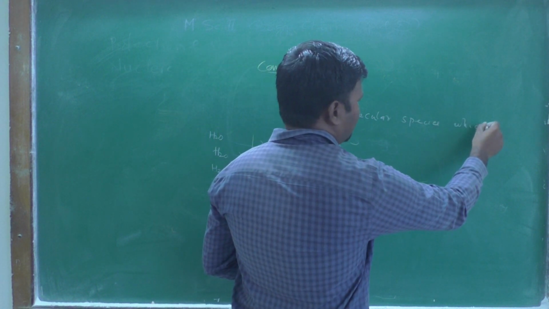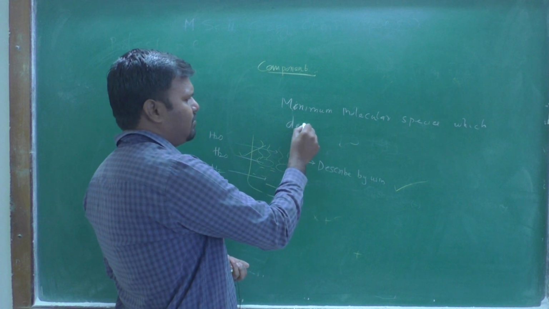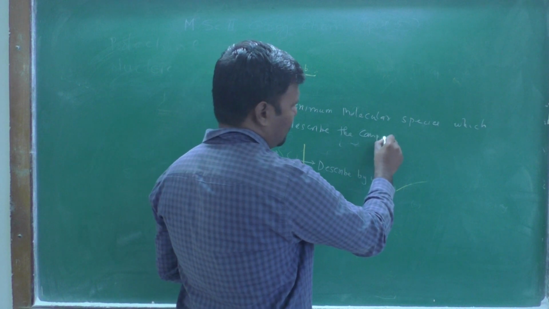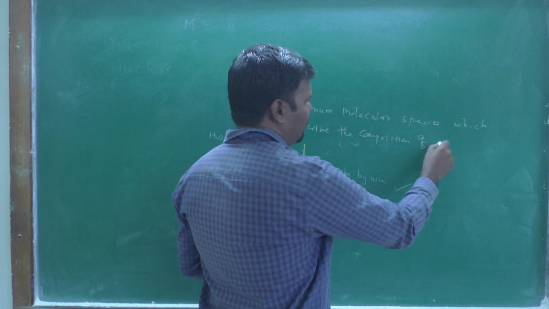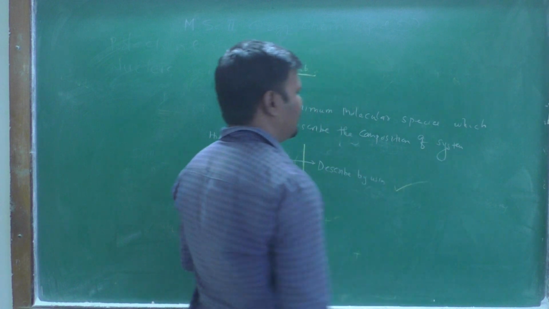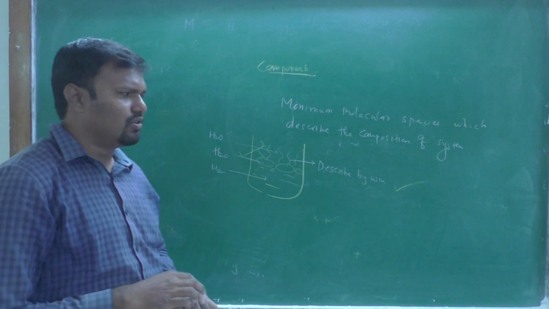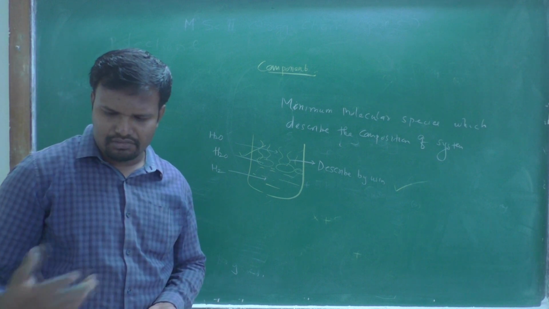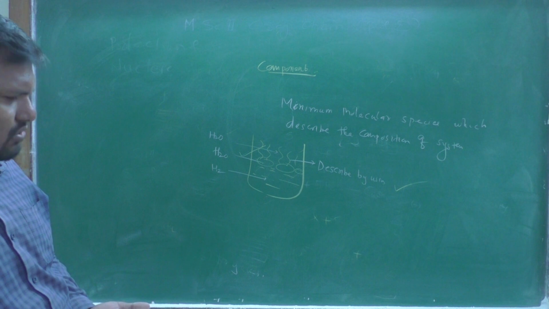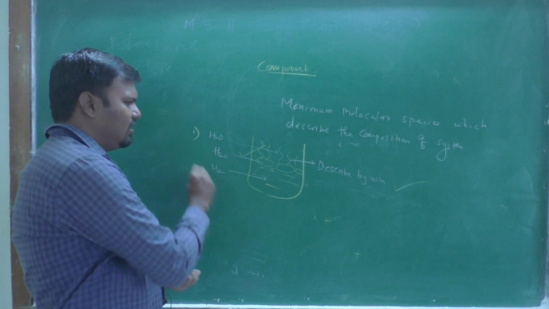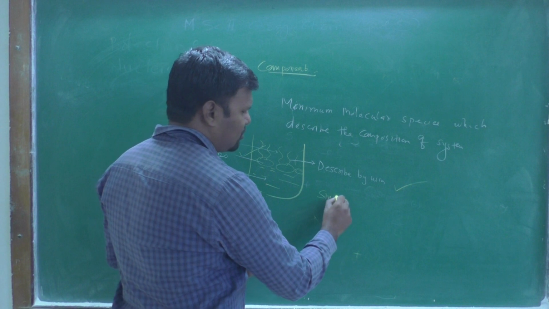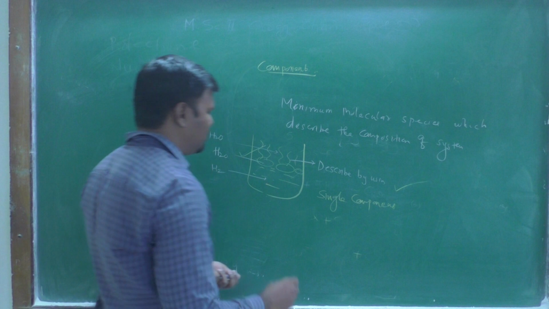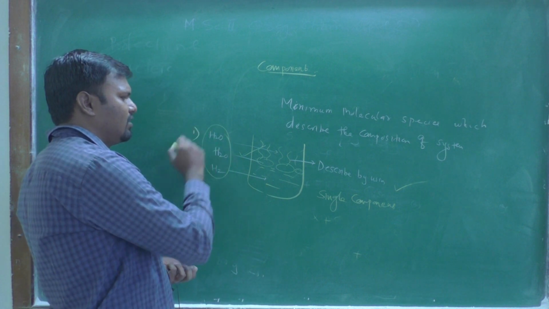which describes the composition of the system. This is called the components. For understanding these things, we will consider some examples. The first example is a single component system. This is a single component system because this system is explained by using only one component.